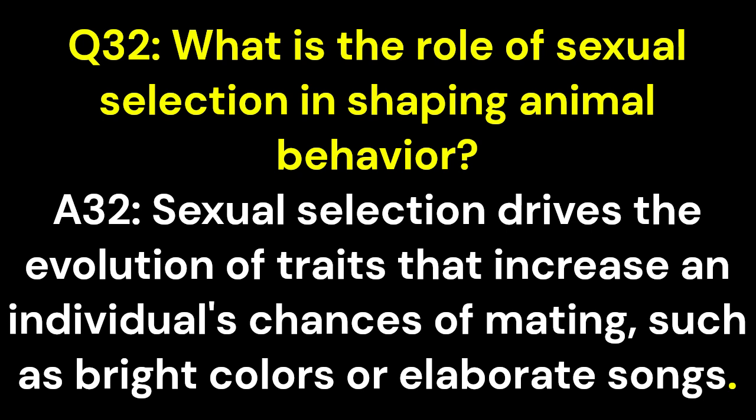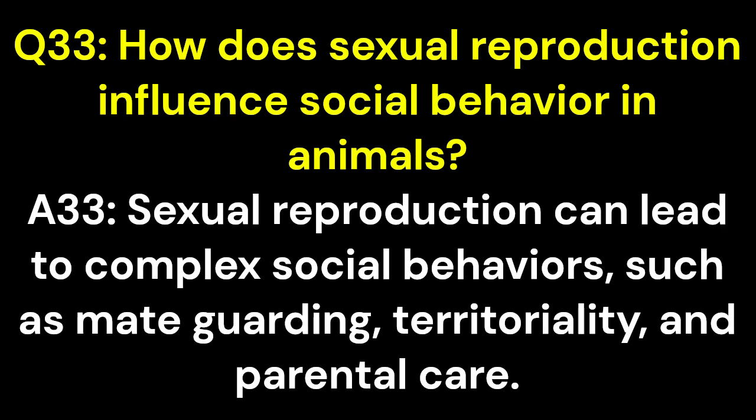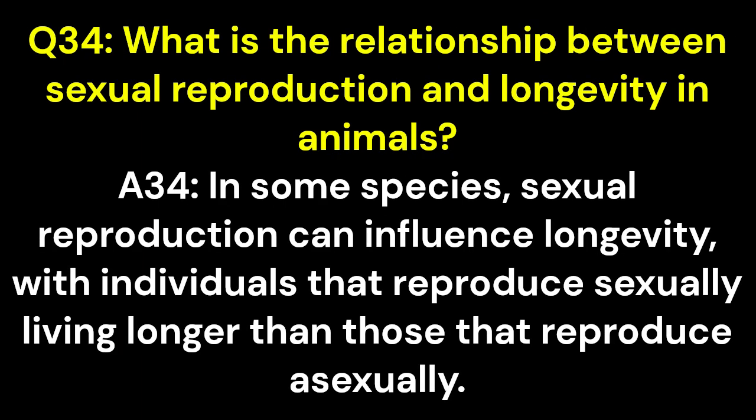Q32. What is the role of sexual selection in shaping animal behavior? A32. Sexual selection drives the evolution of traits that increase an individual's chances of mating, such as bright colors or elaborate songs. Q33. How does sexual reproduction influence social behavior in animals? A33. Sexual reproduction can lead to complex social behaviors, such as mate guarding, territoriality, and parental care.